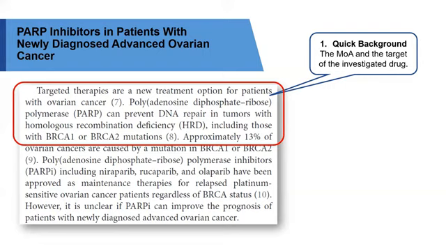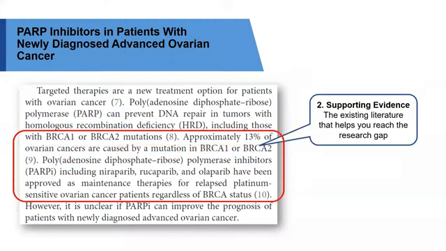So they began to talk about the mode of action or the mechanism of action and the target of the investigated drug or drugs they are going to be talking about. So again, they started general, and then they focused on the mechanism of action and target of these therapies. And they focused on the population they are going to talk about, which are ovarian cancer patients with BRCA1 and BRCA2 mutations. The second part, they supported their scientific claims with evidence.